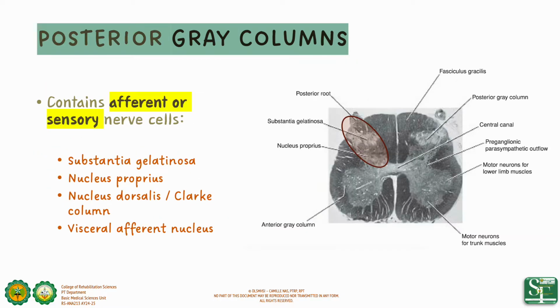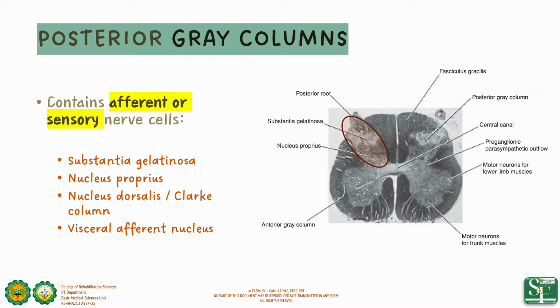Okay. Next is the posterior gray horn. So sabi natin, posteriorly, these are sensory in function. So it contains afferent naman, no? Afferent, also known as ascending tracts or ascending nerve fibers. So these are all for sensory functions. Okay, examples ng mga cells, no, would be your substantia gelatinosa, nucleus proprius, nucleus dorsalis or your Clark's column, and then the visceral afferent nucleus. And these are all the names ng mga cell bodies na makikita natin sa posterior horn.